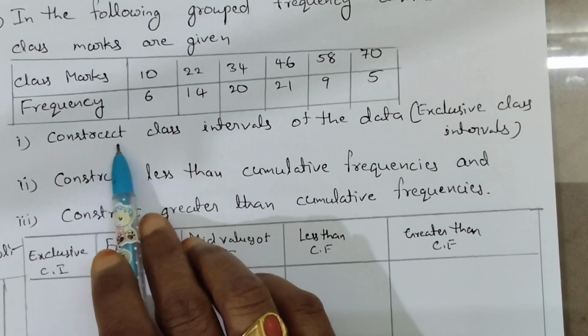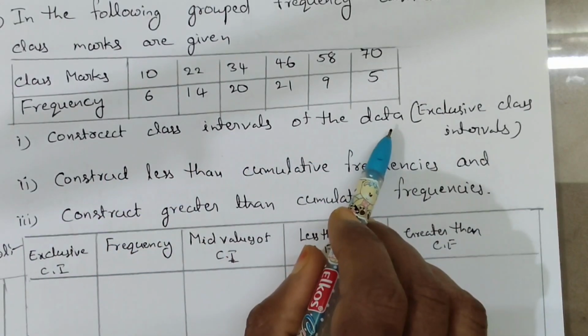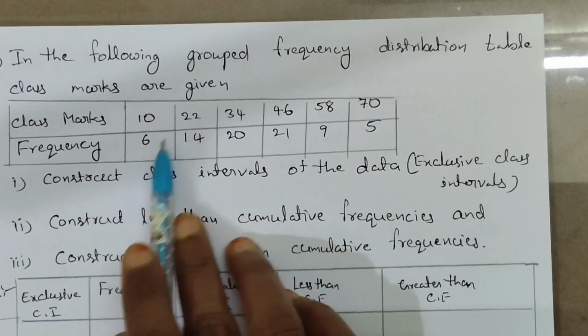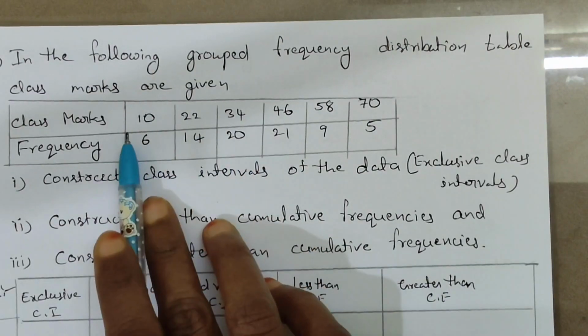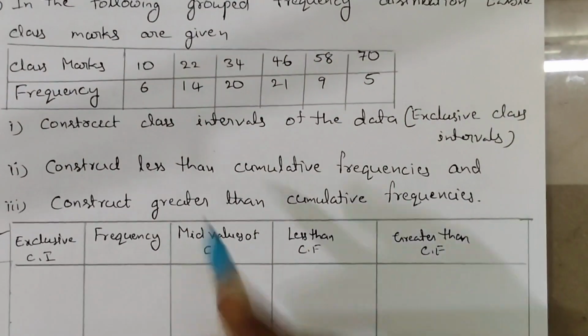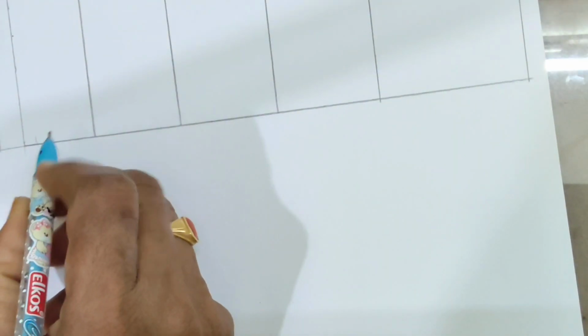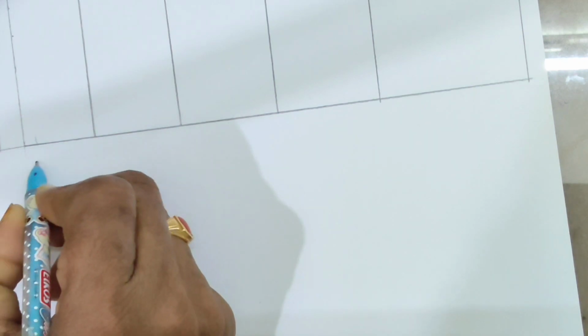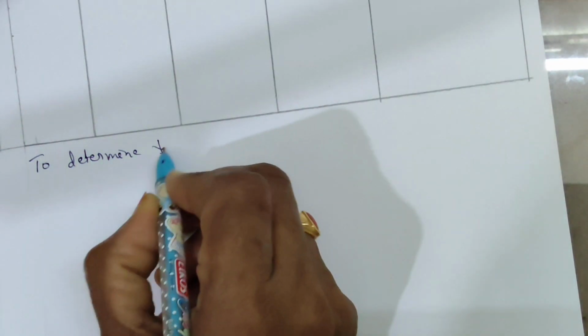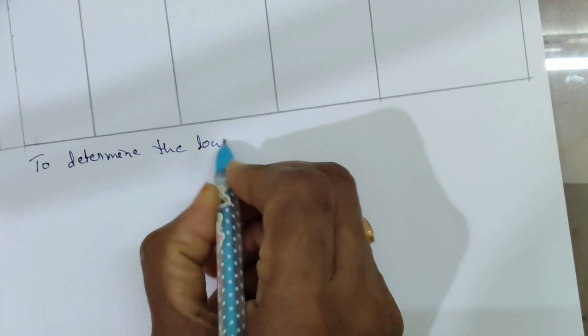First, it is asking to construct the class intervals of the data. Here class marks and frequency are given. Class marks are 10, 22, 34, 46, with frequencies 6, 22, 14 and so on. So first we write the class intervals of the data. First, determine the lower boundary of the class.